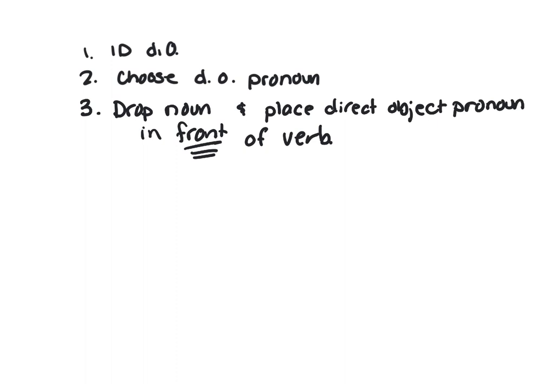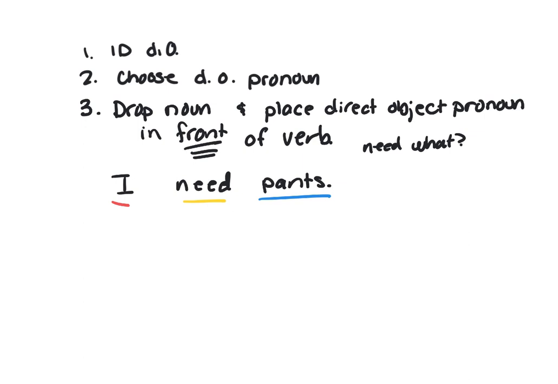Okay, so let's look at this sentence. I need pants. Okay, so step one, I've got subject, verb, object. Step one is I say need what, and I identify my pants are the direct object. Step two is going to be choose a direct object pronoun for my pants. And pants, I'm not talking to pants. I'm talking about pants, they're plural and masculine. So I'm going to choose los.